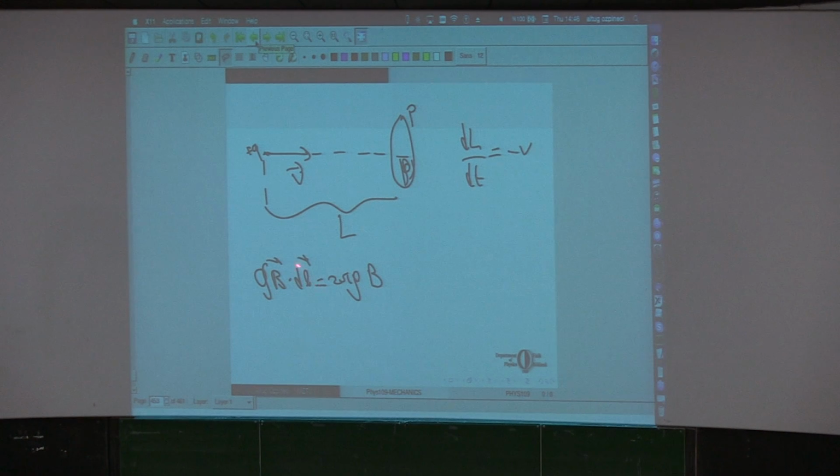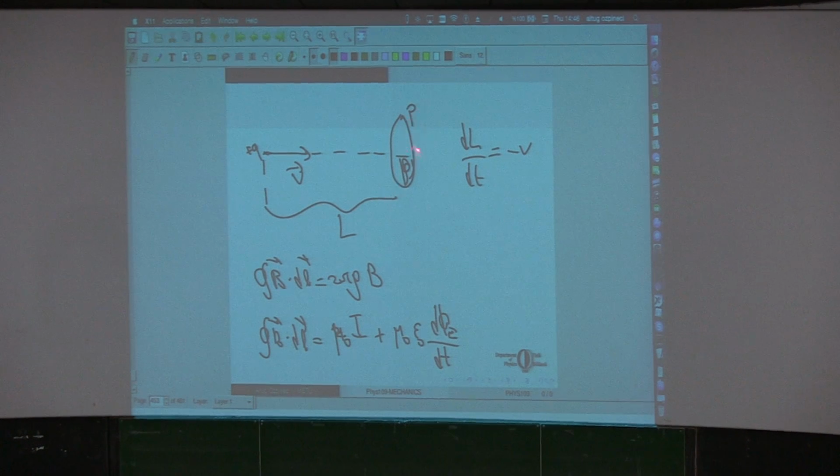Now, to calculate the magnetic field at this point, we are using this relation: B dot dl around any closed loop is equal to mu 0 times I plus mu 0 epsilon 0 d phi E by dt. But we only considered this term. We didn't consider the first term. So we just ignored this term. We only had this one.